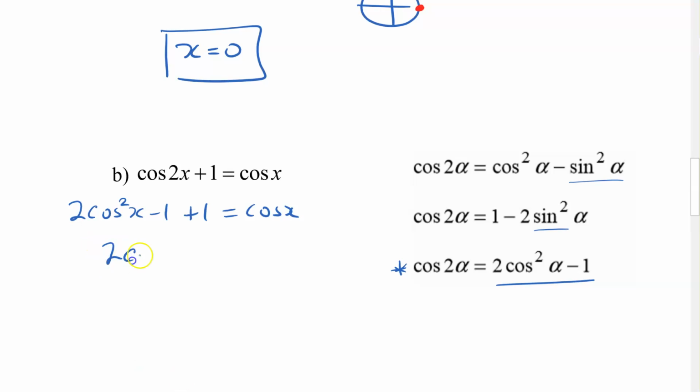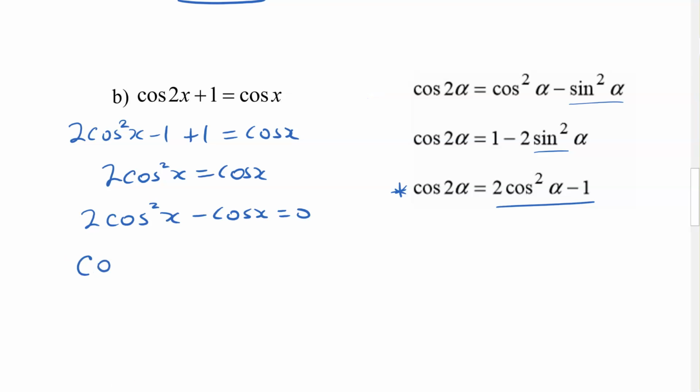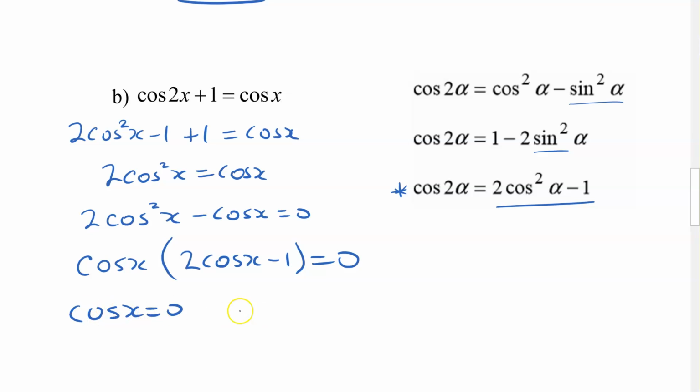So now I have 2 cos squared x equals the cos of x. Be careful, do not divide both sides by cos. Rather, equate one side to 0. In this case, we're going to do that by subtracting cos x from both sides, and then factoring out that cos of x. So now cos of x can be 0, or 2 times the cos of x minus 1 could be equal to 0.